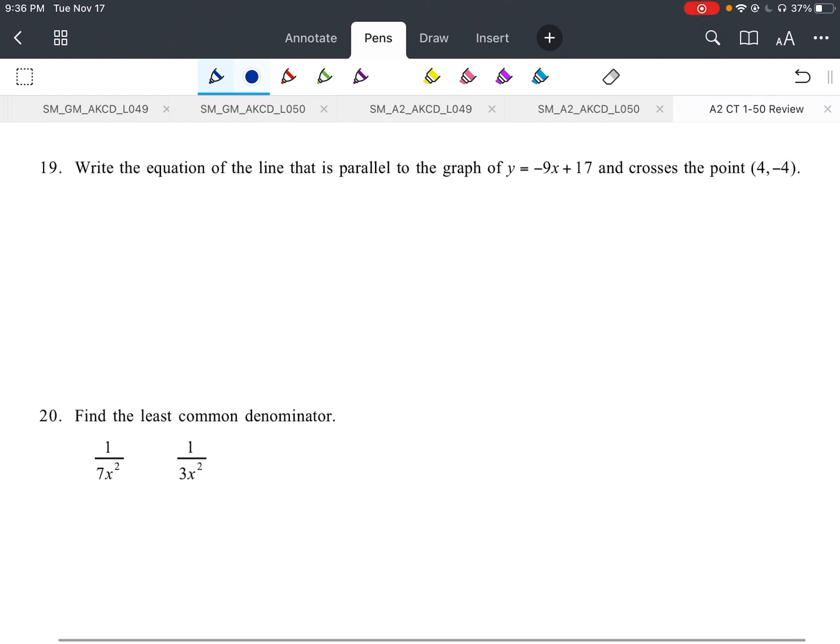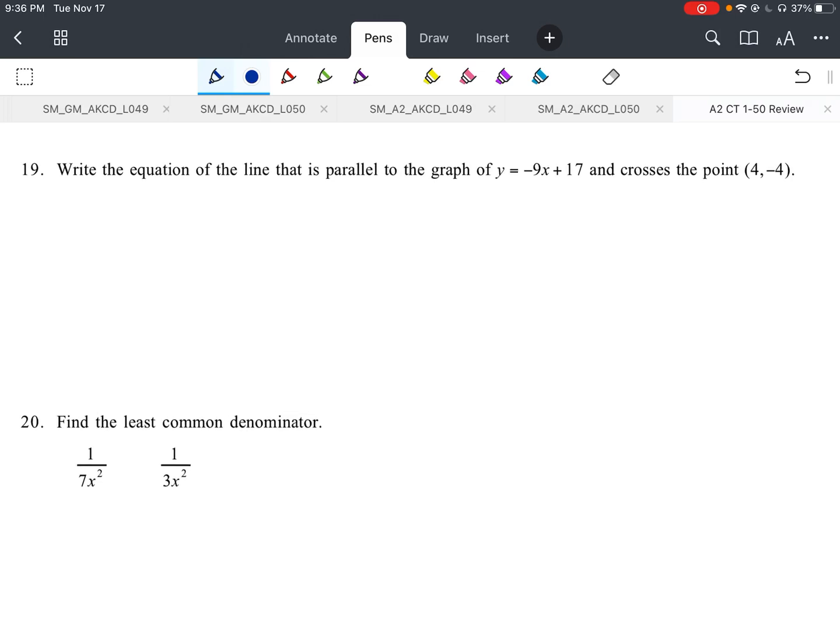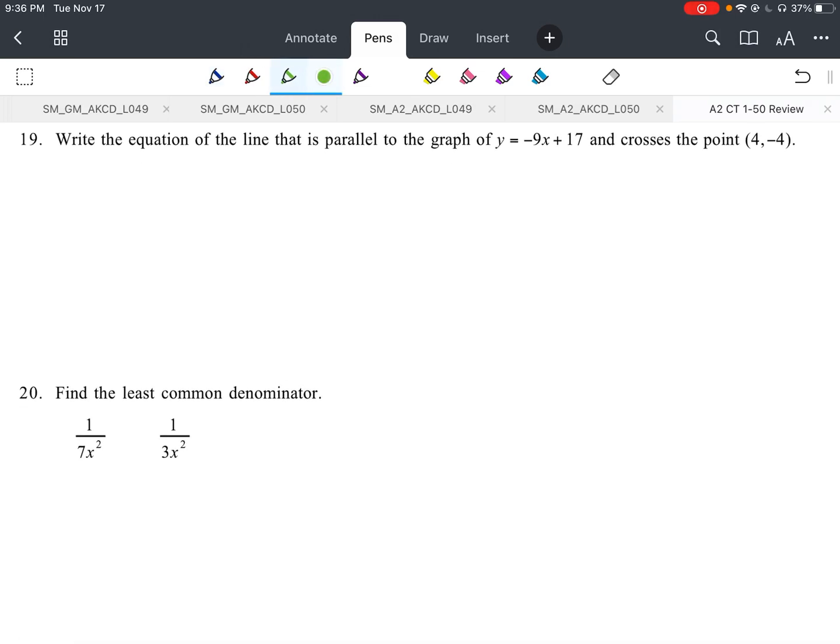All right, write the equation of the line that's parallel to this graph and crosses this point. This is one we do a lot in geometry as well. So let's make sure you got this process down. So we're going through this point and we are parallel. So parallel just means steal the slope. Steal the slope. And it's crossing this point. So I've got a point, I've got a slope. This couldn't be easier, guys.